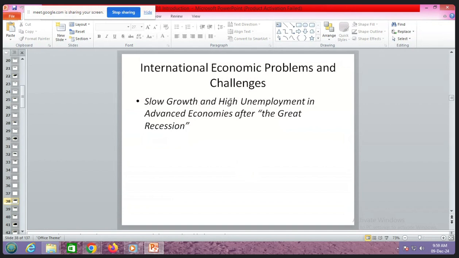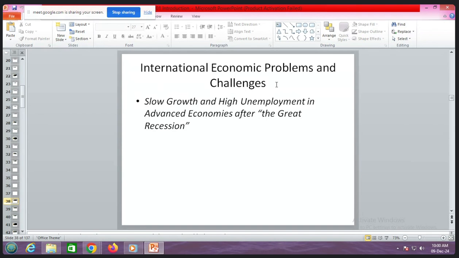This is given in the introductory chapter of Salvatore. What are the international economic problems and challenges that are faced by various economies? So it is given under different headings and very nicely explained also. So if you read it, you will definitely understand it on your own. So this is one part which I would like to leave to you for self-reading, because now it's high time that you start focusing on your self-reading also.